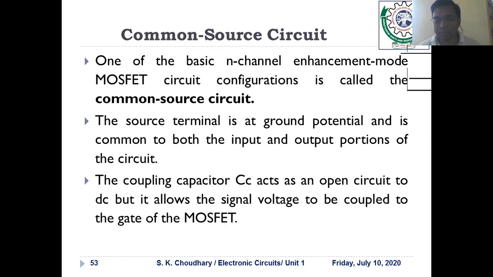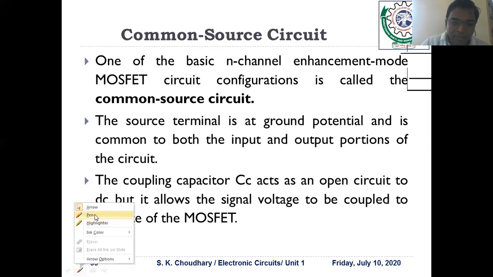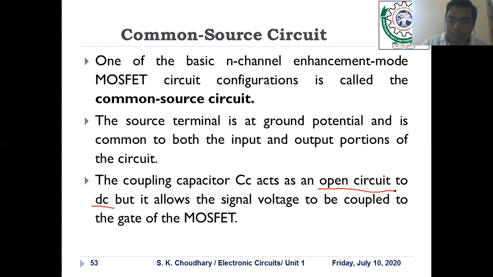Here in the next slide you have to see the circuit diagram also, where we are going to use the coupling capacitor Cc, and it would act as an open circuit for the DC, but allow the signal voltage to couple to the gate of the MOSFET. For the DC signal, the coupling capacitor acts as an open circuit, and for the signal voltage, meaning the AC signal, it would act as a short circuit.